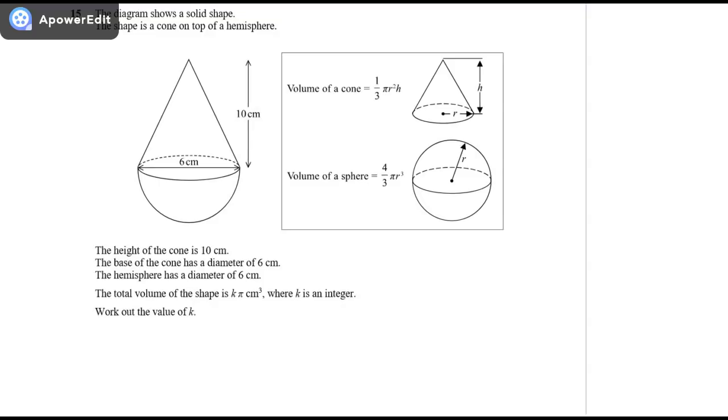So the total shape, if we can see this, one is a cone and one is a hemisphere. The formula is given, which is a good thing. So the total volume is going to be k pi, which is given. So I can write the formula here. Total volume is going to be the volume of the cone plus the volume of the hemisphere.